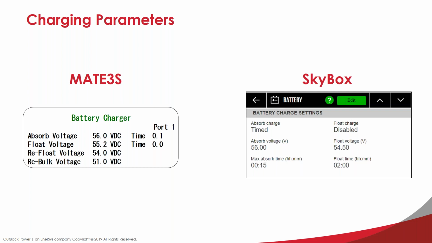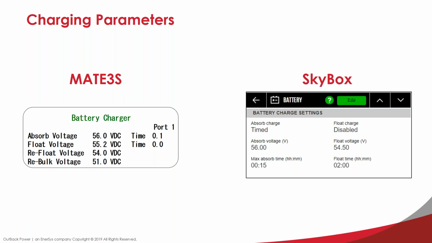So all the way on the right, float, those options are timed, continuous, or disabled. Here, because we don't like to float lithium batteries, we're going to disable it. Float voltage can then remain the same, at whatever the default is, as well as the float time.